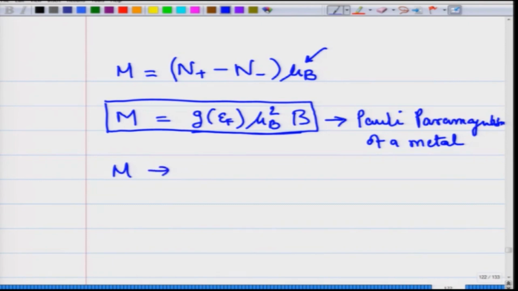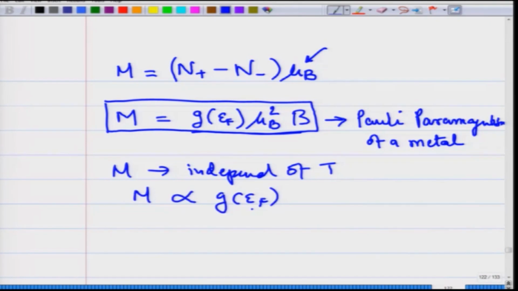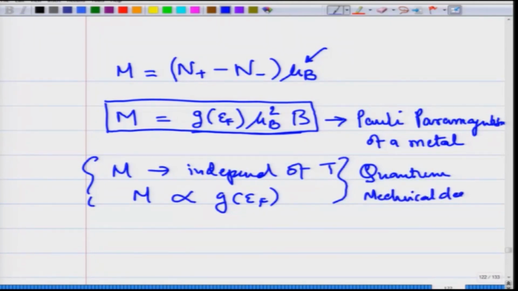The magnetization is independent of temperature. The magnetization is proportional to the density of states at the Fermi level, okay. And the entire process is based on the quantum mechanical description of electrons in the solid. It cannot be explained through any classical picture. You have to invoke the quantum mechanical description.